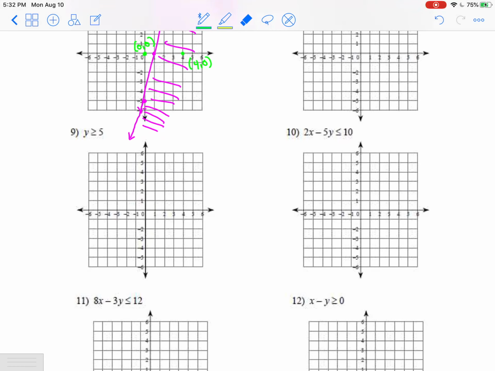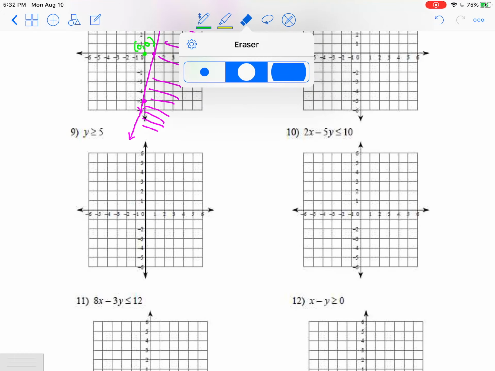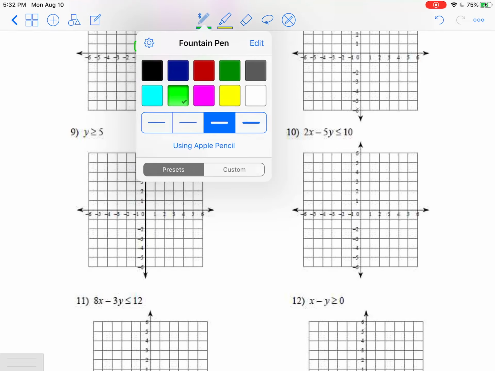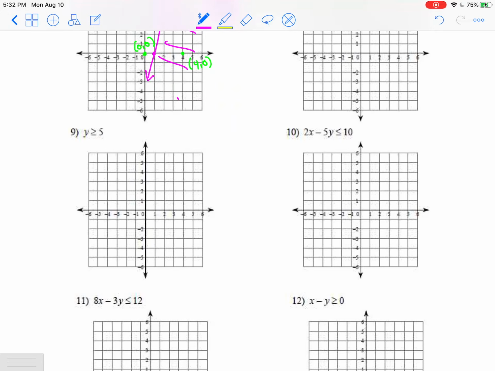All right, lastly, I wanted to go over number 9. So this is an interesting equation, first of all. I'm just going to get rid of that there so I can have some room. y is greater than or equal to 5. Okay, so I know we talked in an earlier video about this. We don't have the x. And what that really means is that y is always 5, regardless of what that x is.